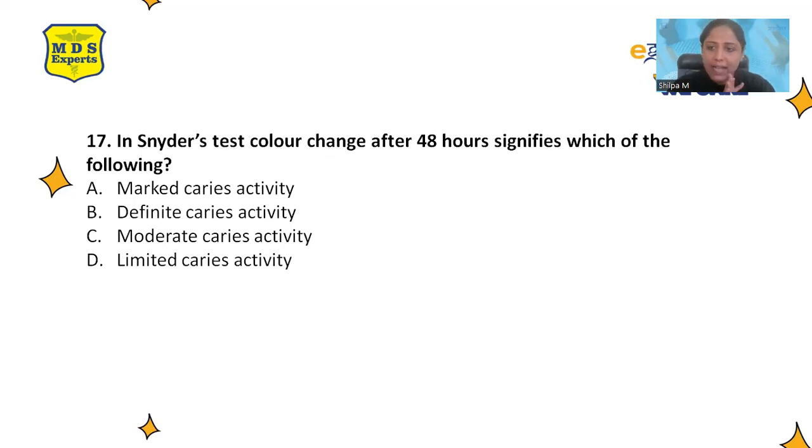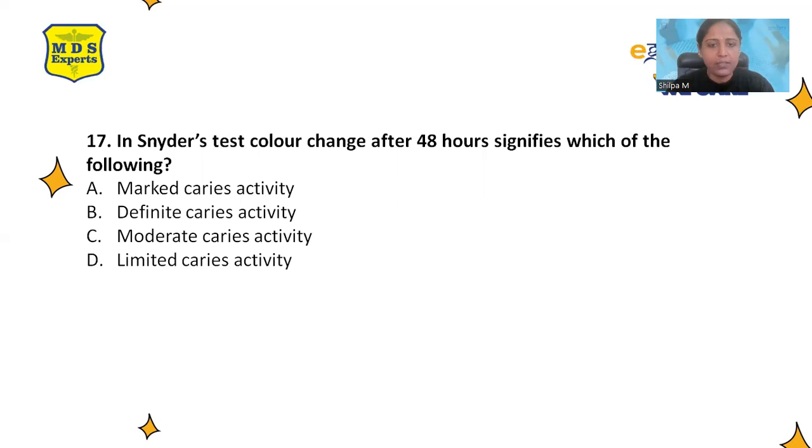Now we come to caries activity tests, which come under prevention of caries in the epidemiology of dental caries chapter. In Snyder's test, which is a caries activity test, we are measuring color change. As you know, we are measuring color change from green to yellow, and it is assessed at 24 hours, 48 hours and 72 hours. Here they have asked what color change at 48 hours signifies when it comes to interpretation of caries activity. If you want to improvise the choices, please put it in the comment section.